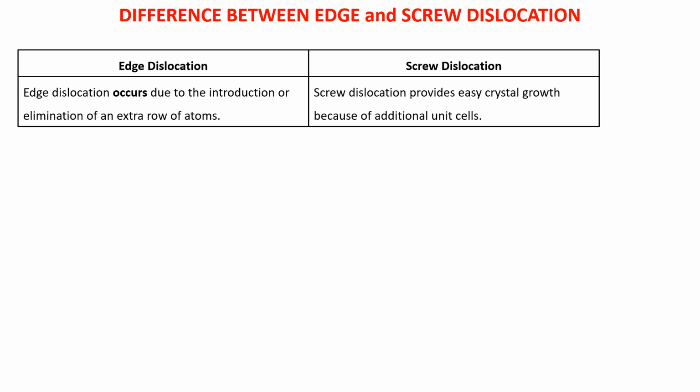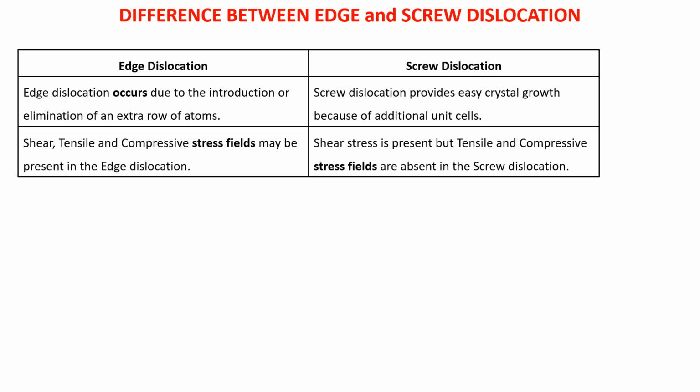Edge dislocation occurs due to the introduction or elimination of an extra row of atoms, whereas screw dislocation provides easy crystal growth because of additional unit cells, which means basically a screw dislocation occurs when the crystal grows by adding extra atoms in a spiral pattern. Instead of having an extra row like in edge dislocation, the atoms twist in a helical manner, which helps the crystal grow. Let's move to the second point.